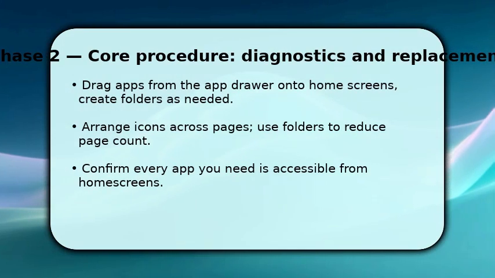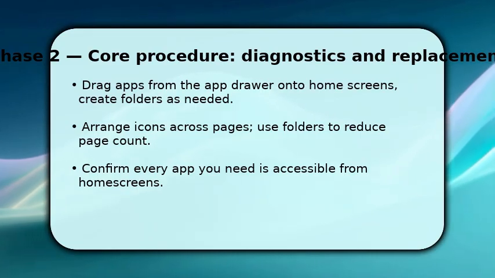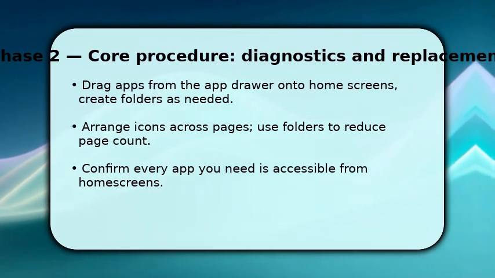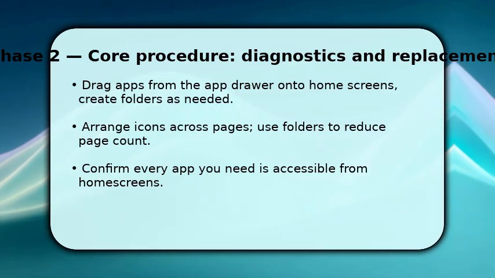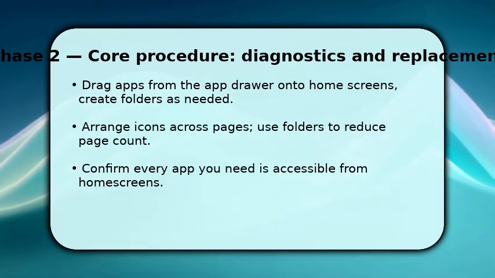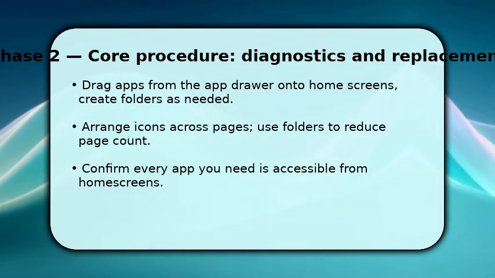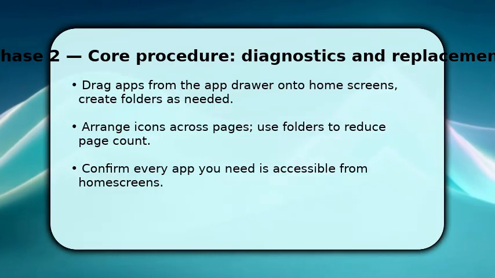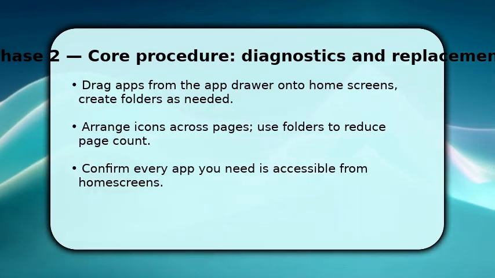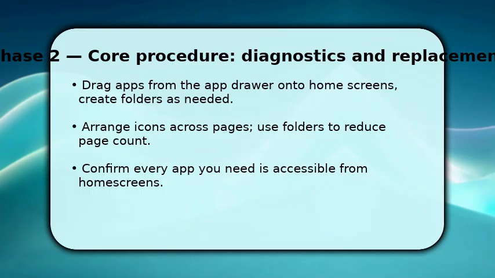Now, populate and organize your home screens so you no longer need the app drawer. You'll drag each app out of the drawer onto a page, grouping similar apps into folders to save space. Once most apps are placed, test opening them from the home screens to confirm shortcuts work. Make sure widgets, folders, and icon sizes are adjusted for readability.